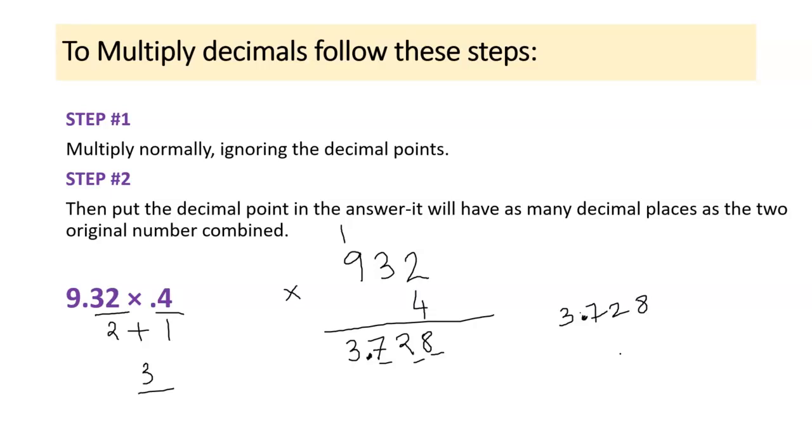So the idea is to remove the decimals first, multiply as a whole number, and then you want to put the decimal back.